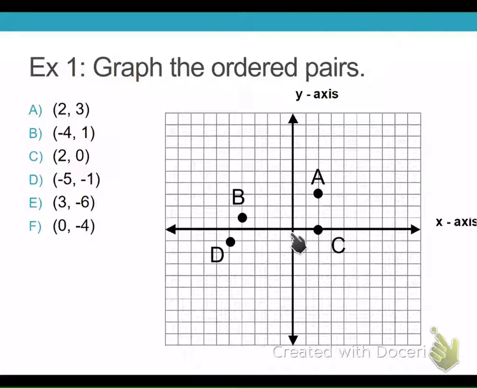All right, 3, negative 6. We go 1, 2, 3. 1, 2, 3, 4, 5, 6. And then F. So we're going to do what first? Stay there. And then go down. 1, 2, 3, 4. Mark it with an F.